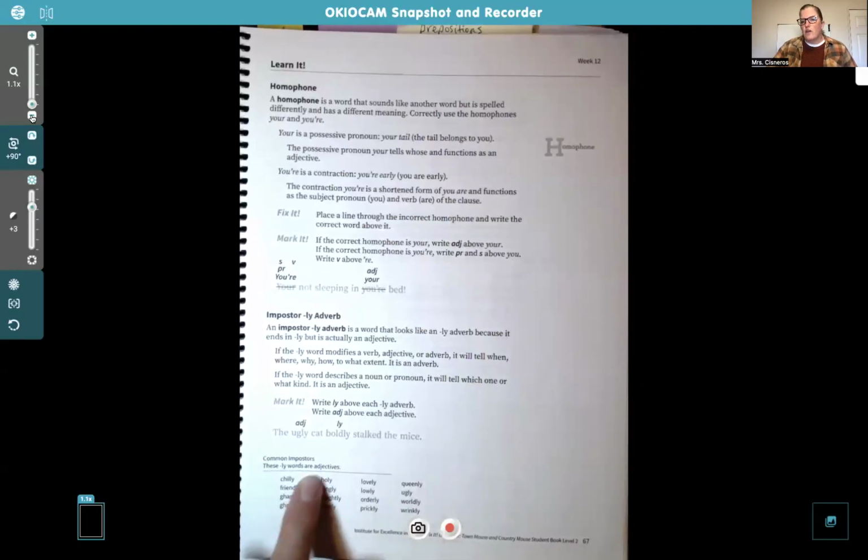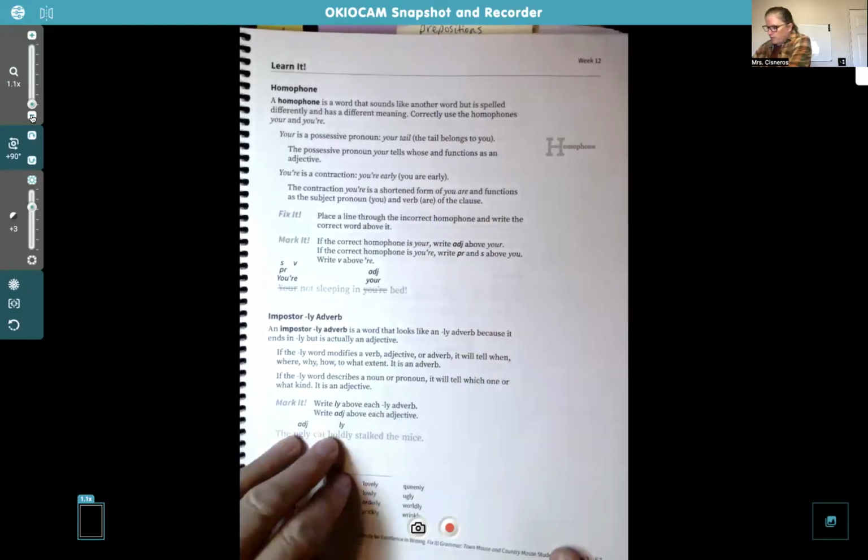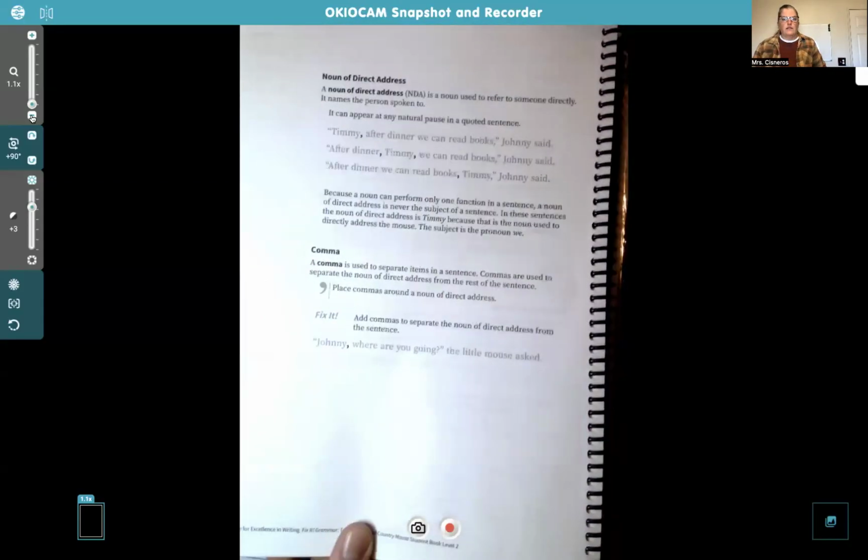These are all describing a noun. So don't be fooled by that ly at the end, because sometimes they're not adverbs. Okay, let's turn the page. There's a little more on the back of that.